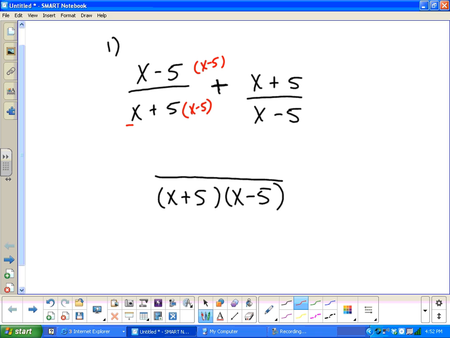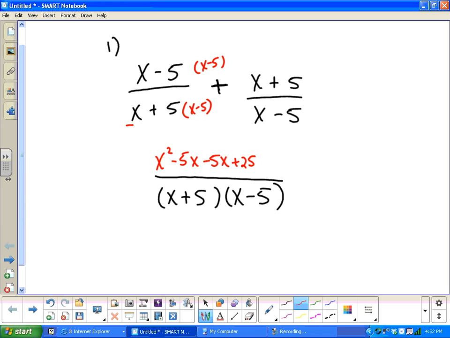So when I do x minus 5 times x minus 5, I'm going to use my FOIL method here. That will give me x squared minus 5x minus 5x, and then negative 5 times negative 5 would be positive 25.